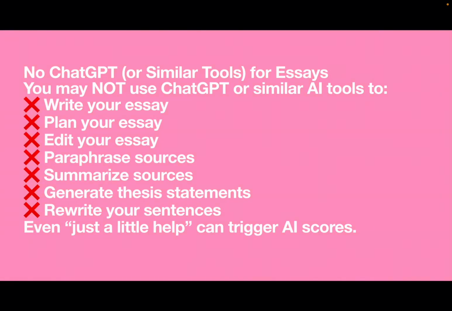So first of all, no ChatGPT in your essays. If your professor has told you no AI, no ChatGPT, that means not only can ChatGPT not write your essay, but it also should not be making an outline or a plan. It should not be editing your essay. Do not put your essay in to get organization ideas, even if you're typing those changes in yourself. That detection tool is still going to note the involvement of AI algorithms. If you have it paraphrase your sources or summarize your sources or generate the thesis statement, all of that is going to trigger an AI score.